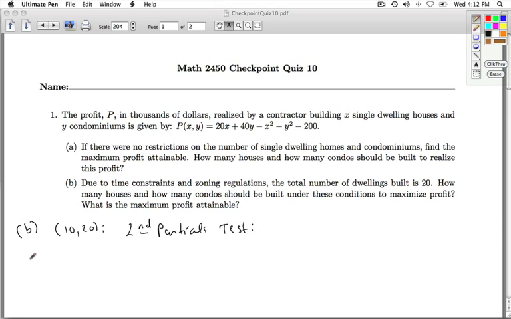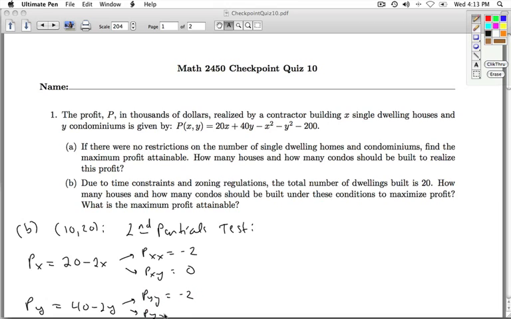So to do the second partials test, I need to get the second partials. I know that Px is 20 minus 2x. That means that Pxx is negative 2. Pxy is 0. I know that Py is 40 minus 2y. So Pyy is negative 2. And Pyx is the same as Pxy. That's 0.